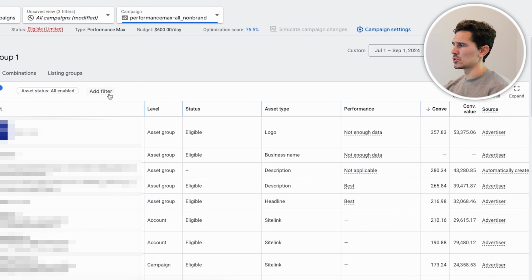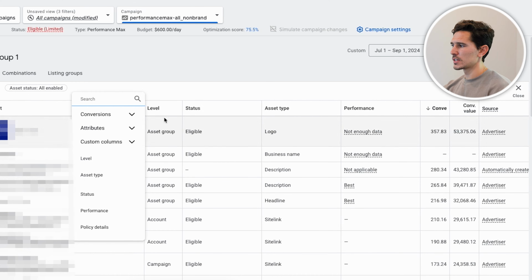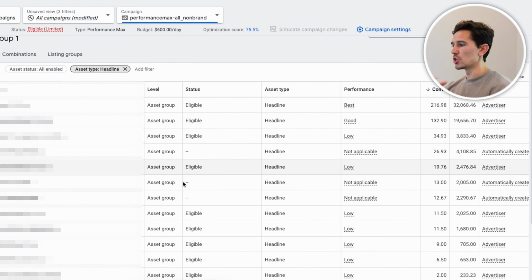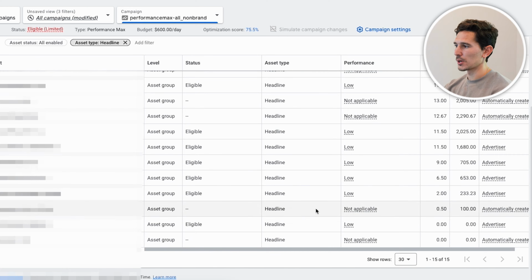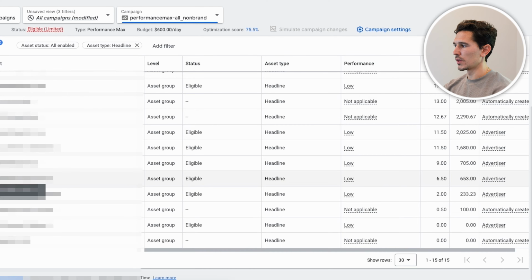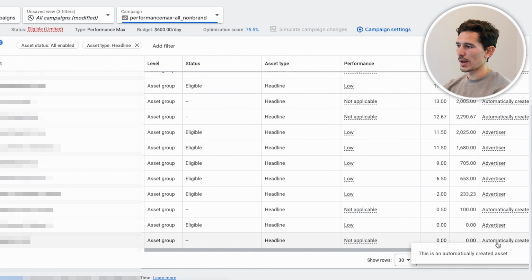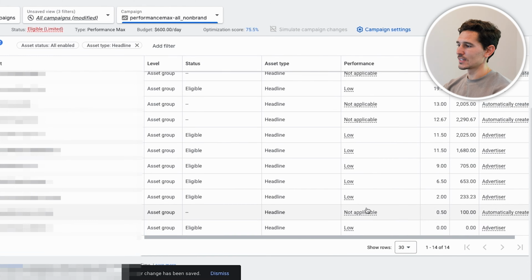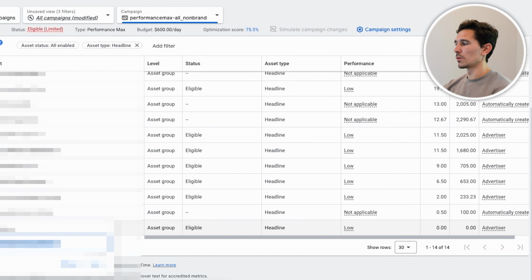The other thing you can do to make this a little bit easier is filter this by the asset type, which is something I like to do when we're working with a lot of assets. So I'll look at all my headlines together, right? Now this is just showing me my headlines, which is a lot easier to comprehend. I'll start right off the bat by removing anything down here that I don't think is applicable because they're automatically created assets. So I'll literally just remove these automatically created assets, and then anything that's low. In this case, this bottom one that's low with 0 conversions, I'm just going to replace this headline on a very, very regular cadence. Talking really like every 2 to 4 weeks for something like this.